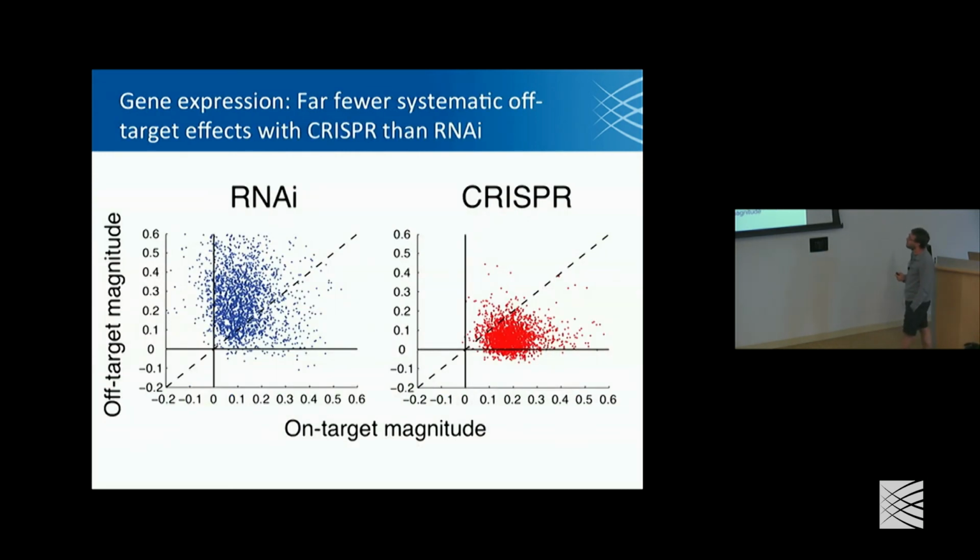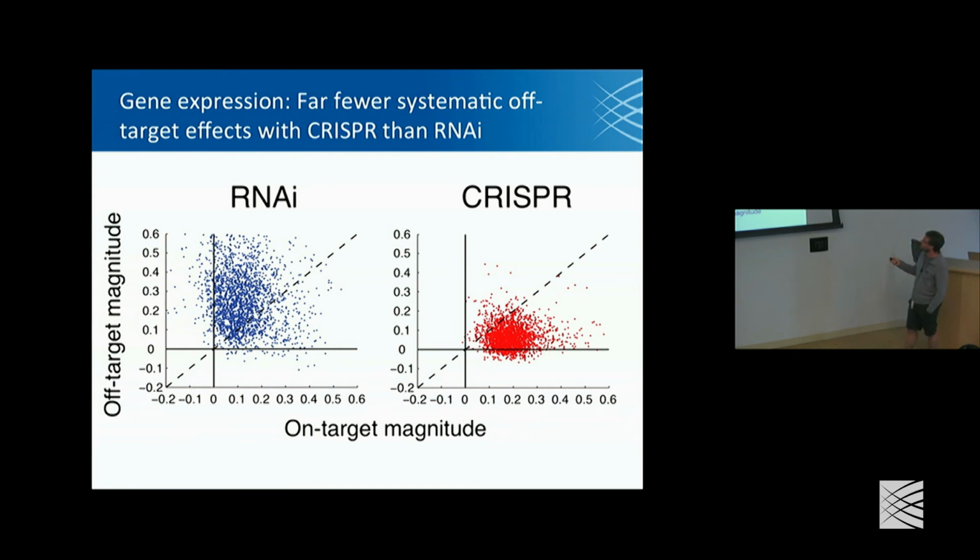And then when we look in gene expression data, these are the same data sets from the Connectivity Map that I showed previously, where we plot either off-target magnitude on the y-axis or on-target magnitude on the x, and each dot here represents a different shRNA on the left or a different sgRNA on the right. You can see that with RNAi, there is on-target magnitude. Most of these dots are shifted to the right of 0. They do have an on-target magnitude, but the off-target magnitude is much higher. So this is completely consistent with the correlations that I showed previously.